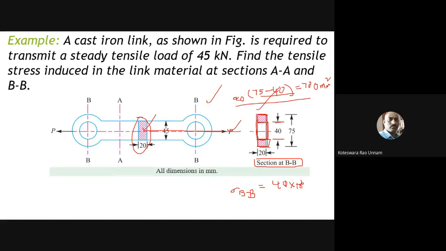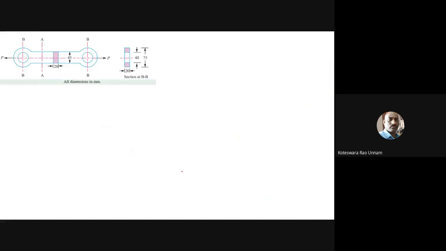45, sorry, not 40. It is 45 kilonewtons given here. So 45 into 10 cube divided by 700. Again the units: the load we are considering in newtons, the area we are taking in mm square. The unit for stress is then Newton per mm square, or instead I can write it as MPa, because 1 Newton per mm square is nothing but 1 MPa only. Okay, so I'll show the numerical values here.